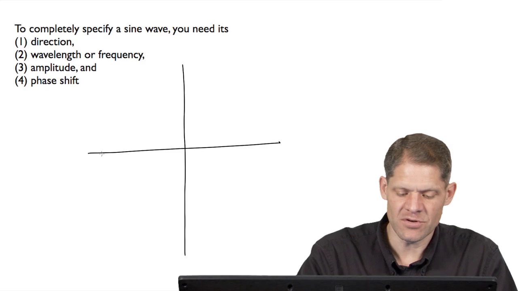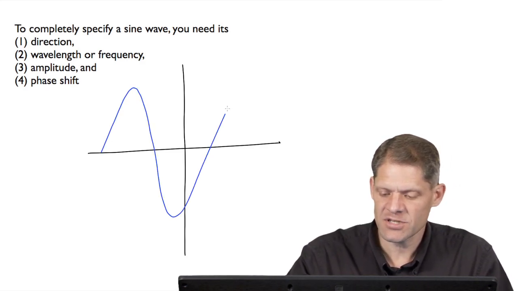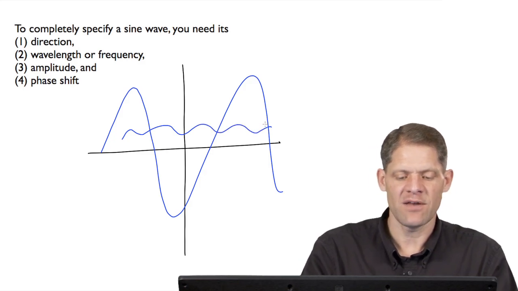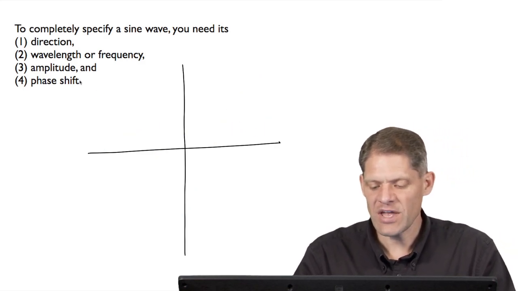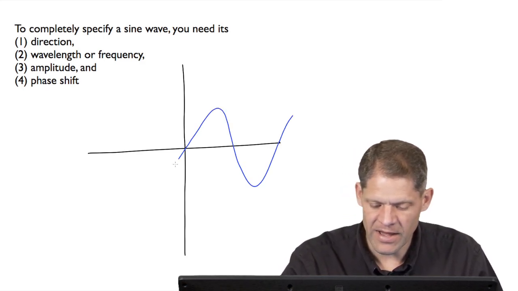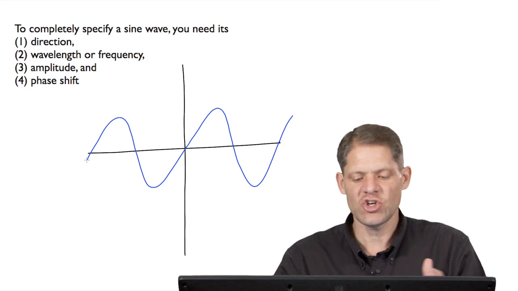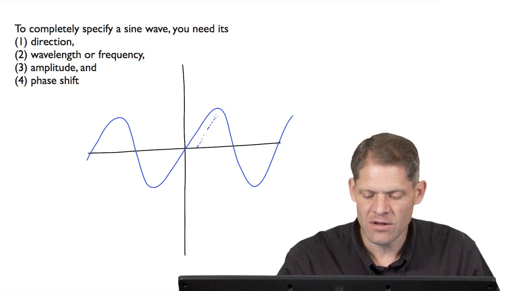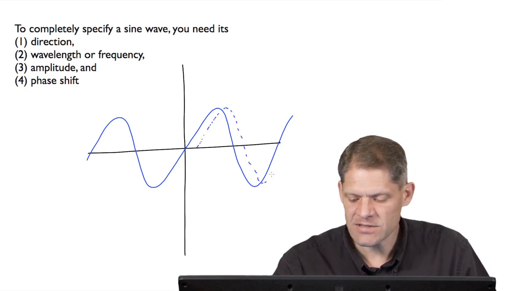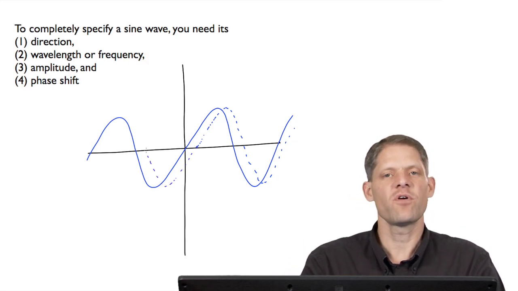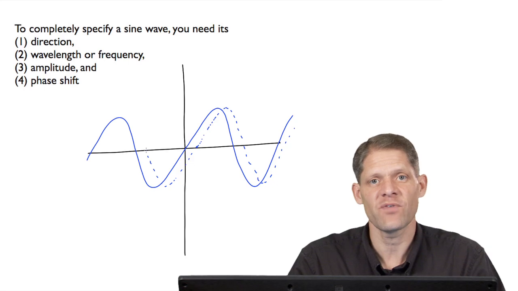Next, the amplitude has to be known. Is it a very large sine wave with large amplitude, or is it a small amplitude sine wave? And finally, we need to know the phase shift. So if one sine wave starts at the origin and oscillates like that, for instance, a phase-shifted sine wave might look just like it in amplitude and direction and frequency, but it might be shifted along the axis. And so that's a phase-shifted sine wave. So these are the four things you have to know to completely specify a sine wave.